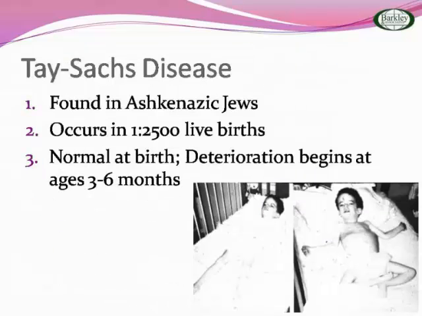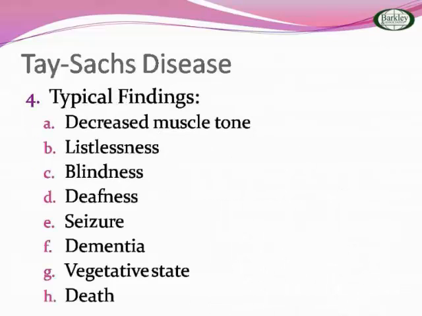Here's another unique condition that I don't think is often assessed with the certification exams, but just to look at another special population, the Ashkenazi Jewish population. Normal at birth and deterioration begins at 3 to 6 months. And look at what occurs. They go through a process of decreased muscle tone, listlessness, blindness, deafness, seizure, dementia, vegetative state, and death.